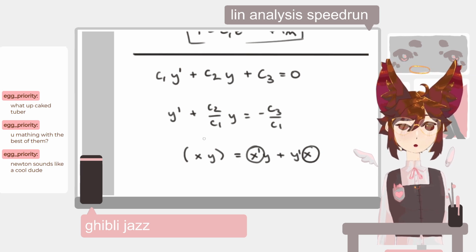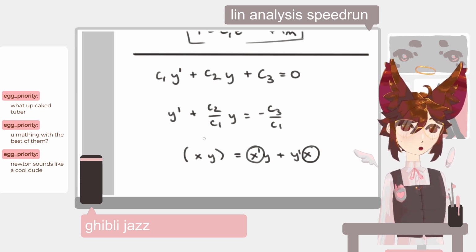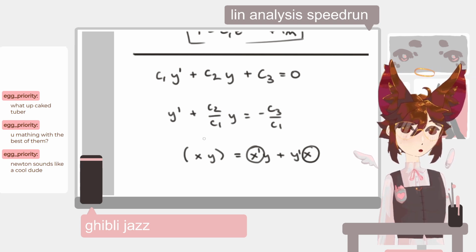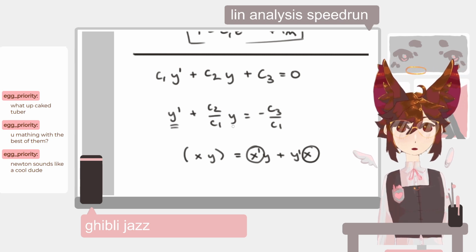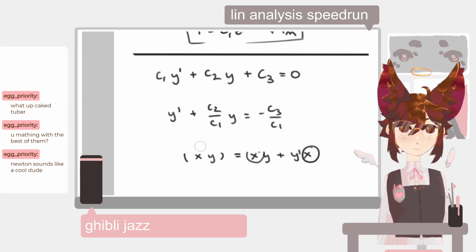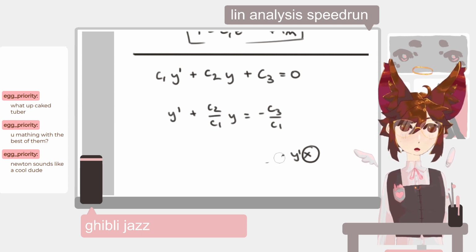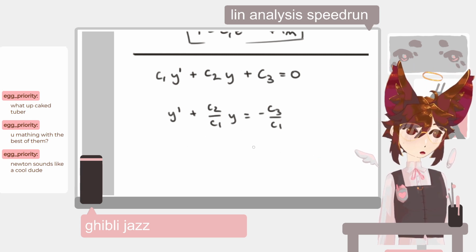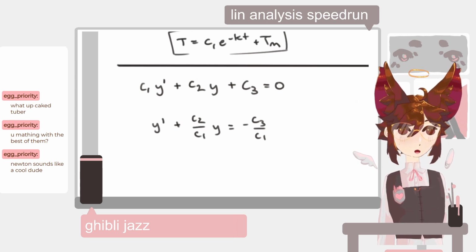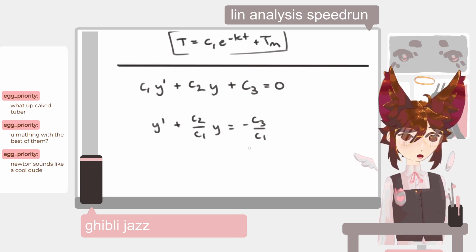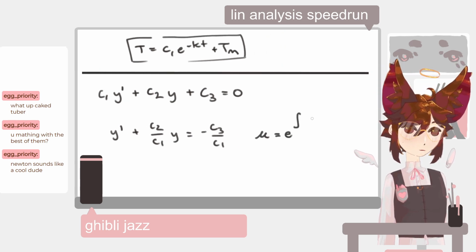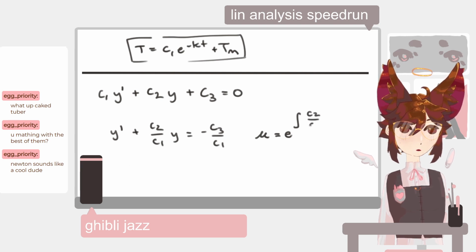We want to find some function that we can multiply this whole thing by that lets us turn the left side into a product rule, because then that gives us a y. So it turns this y prime and a y into just one y. So the motivation for this integration factor is that it is the thing that will turn this side of the equation into a product rule. And it turns out, by whatever weird chance, that it's this. So mu equals e to the integral of, in our case, c1 over c2.